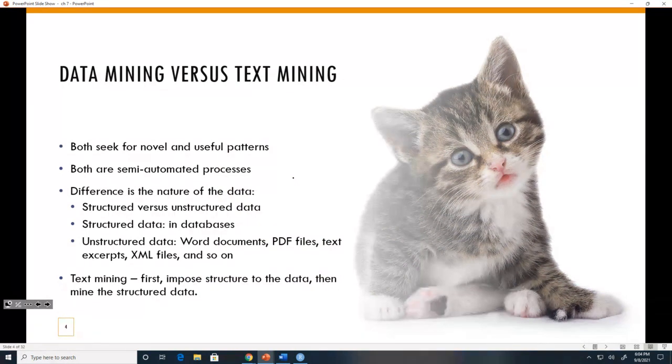So I thought I'd make my lecture a little more interesting by putting cats in the slides, because I know people love cat videos. That's probably what half the people are doing right now.